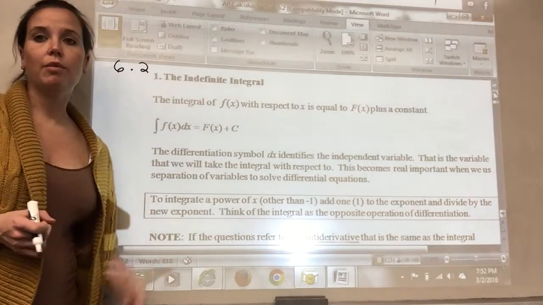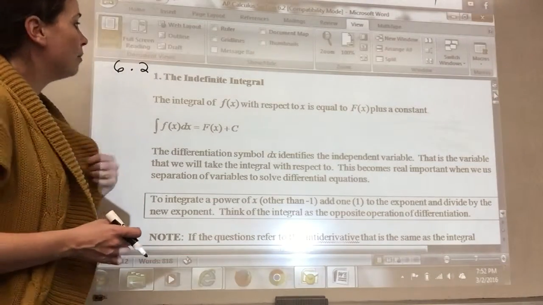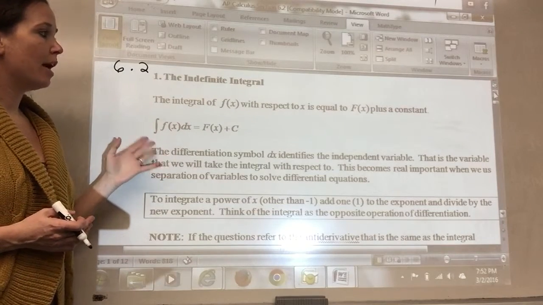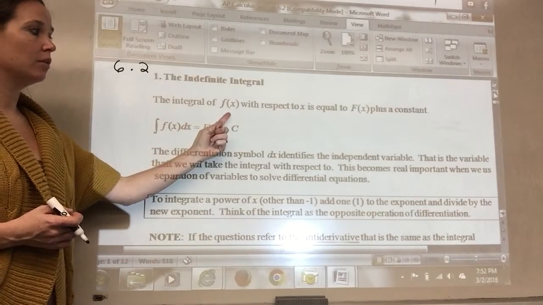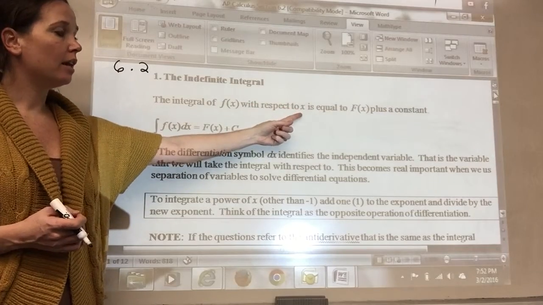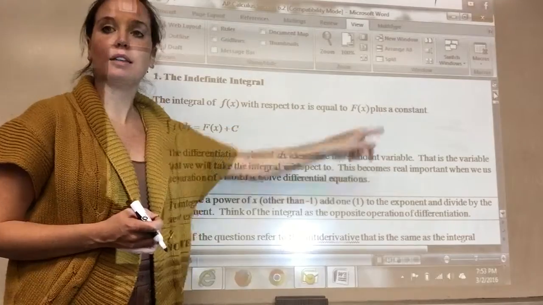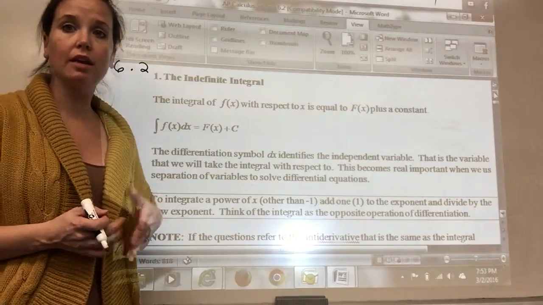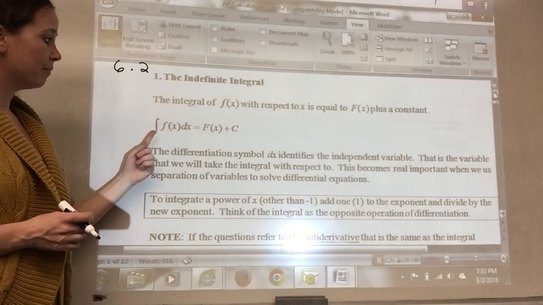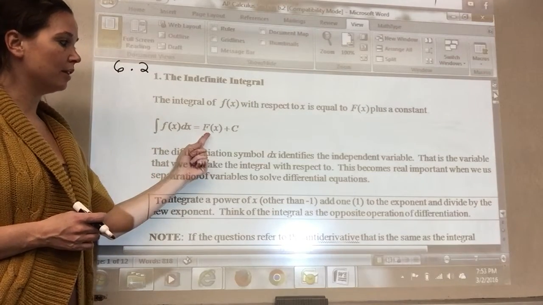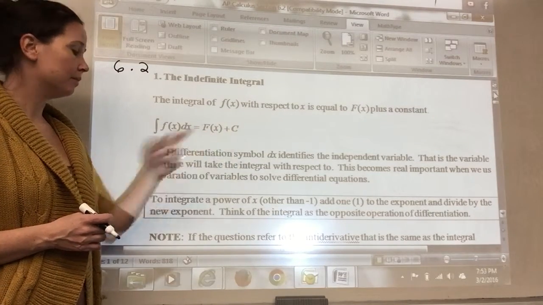Okay, so let's get started with section 6.2. This is the indefinite integral. It starts off by talking about how the integral of f of x with respect to x is equal to f of x plus a constant. So this plus a constant is what I was talking about on the neon sheet as to why I need the plus c. So right here we're taking the integral of the function, and you can see it's going to be a new function plus c.